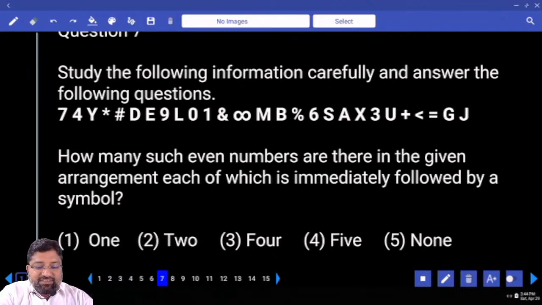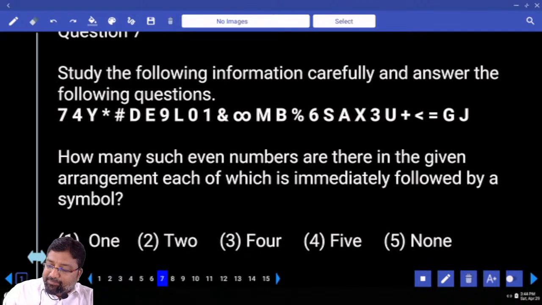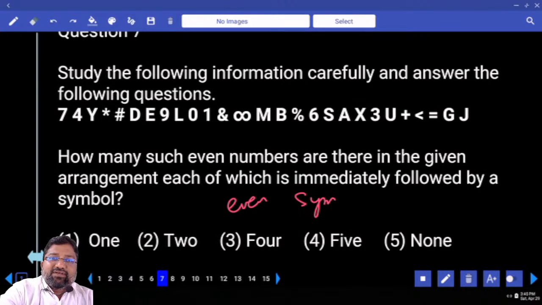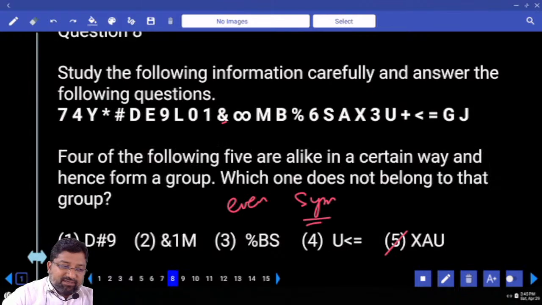followed by a symbol? So he says, even number immediately followed by a symbol. What I try to do is, instead of searching for even numbers, I'll see before a symbol there should be an even number. Before a symbol, even number. Ampersand, but one is odd number. Do you see any? No, not even one. What's your answer? None. Next one.